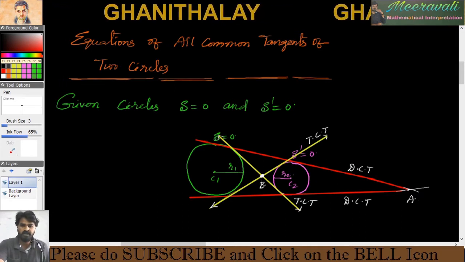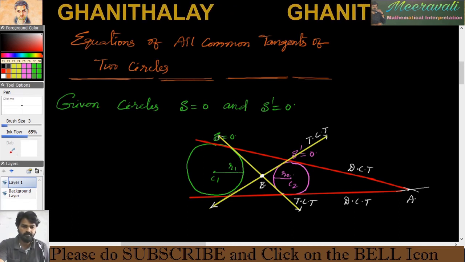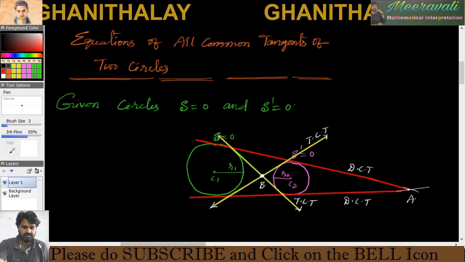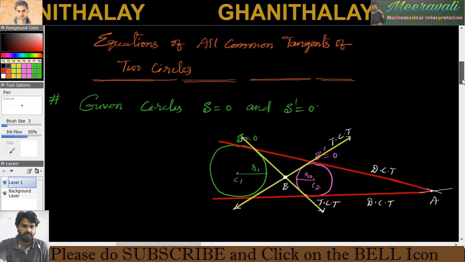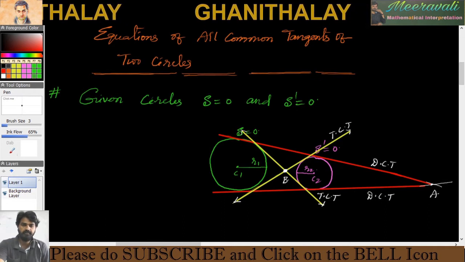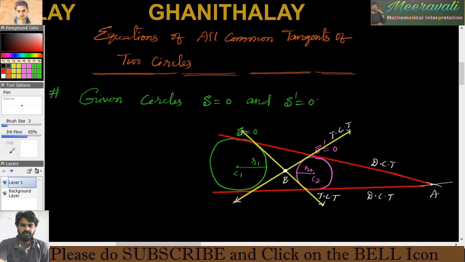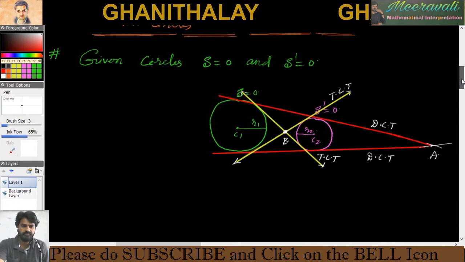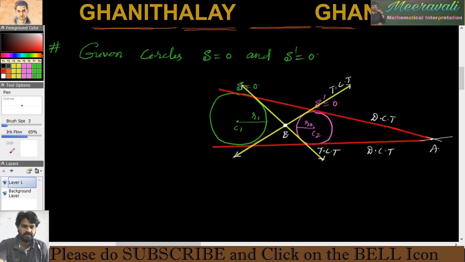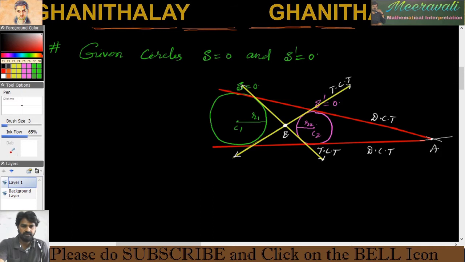So I have already discussed the common tangents and the types of common tangents of the two circles. Now, what we need to do is, here two circles are given and we are asked to find all common tangents. Okay, so now we are going to find all common tangents. Here, all common tangents means how many types of common tangents are there? Transverse common tangents and direct common tangents.